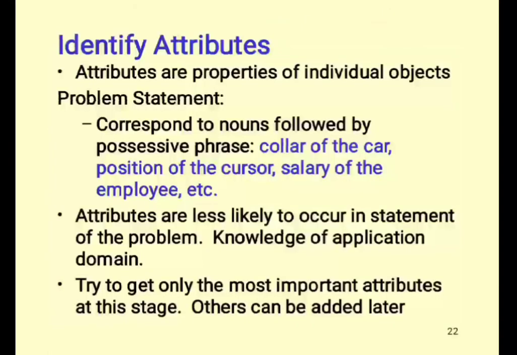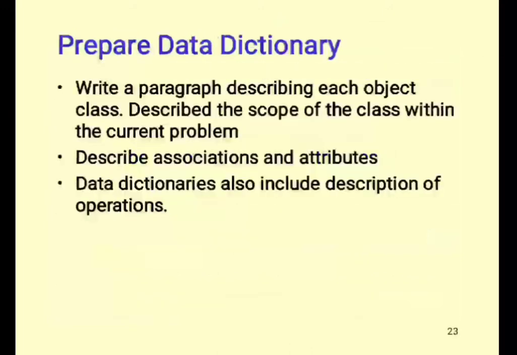How do we actually identify the attributes? Attributes are properties of individual objects, which in problem statements correspond to a noun followed by a phrase like color of the car, position of the cursor, salary of the employees. These are all considered attributes. Attributes are less likely to occur in statements of the problem. Knowledge of the application domain will help to get only the most important attributes at this stage. Others can be added later.